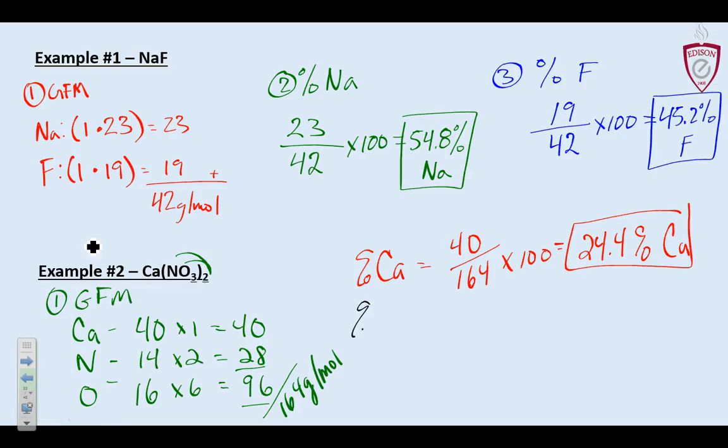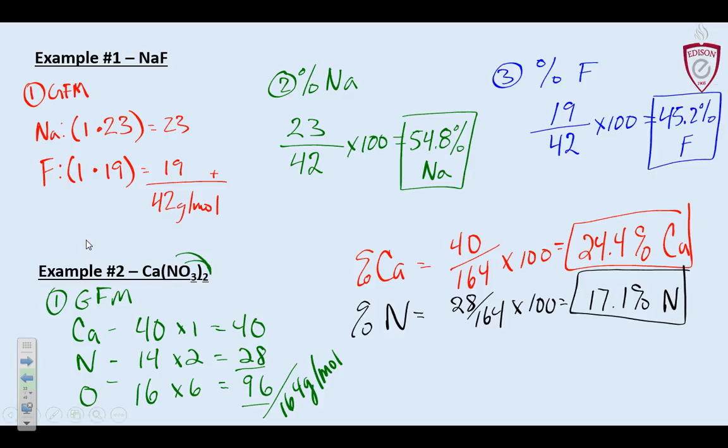And then percent nitrogen: my part for nitrogen isn't 14, it's 28 because I have two of them. That's one of the keys I wanted to point out. Divided by my whole, which is still 164. I got 17.07, so 17.1% nitrogen. Now, if you wanted to play the subtraction game here and subtract those from 100, I don't want you to. You have to do all of them. You might think you can get crafty, but you don't want to get burned and be off by one number.